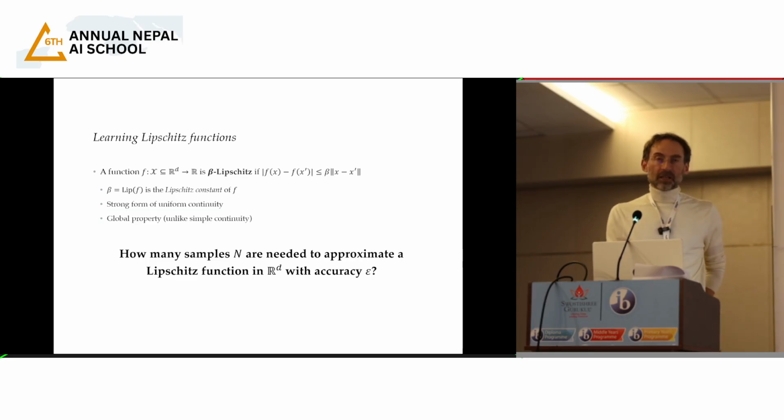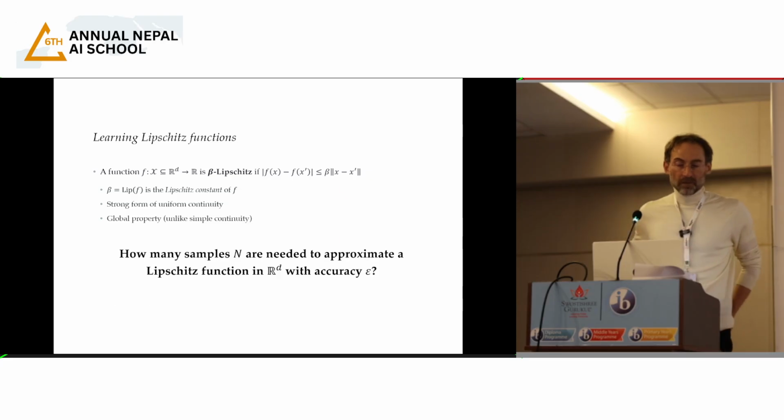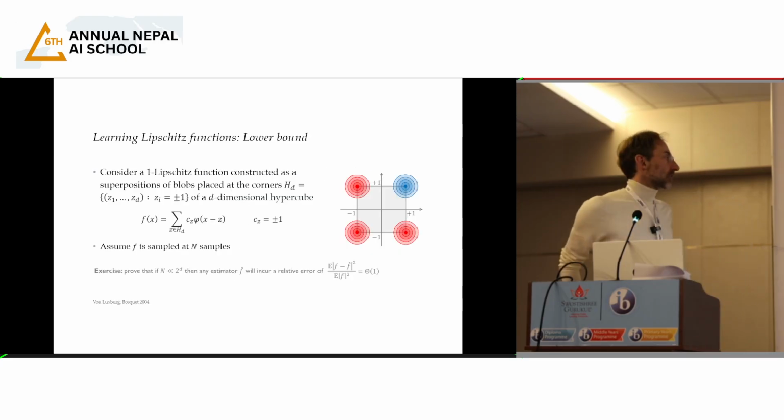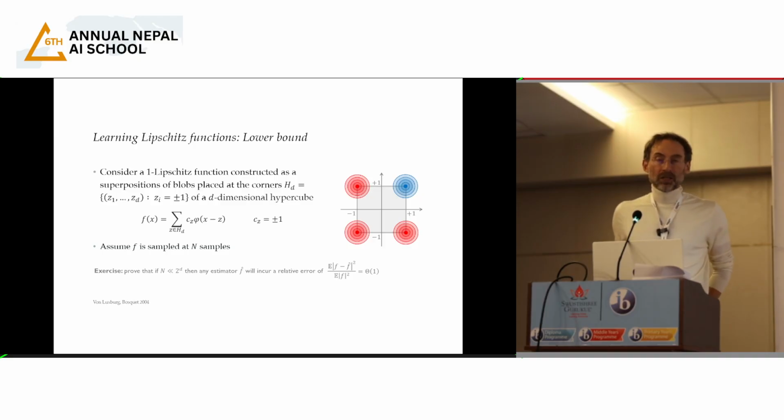So here is what we do. We can construct a counterexample. So I build a one Lipschitz function, right? So how do I build it? I take a unit hypercube, a d-dimensional hypercube, right?